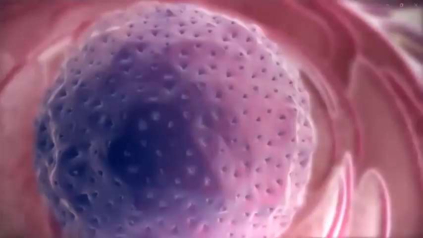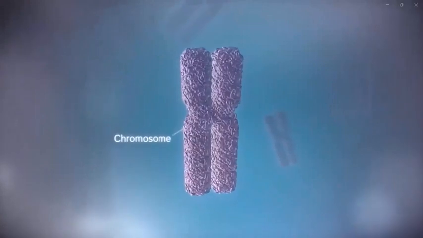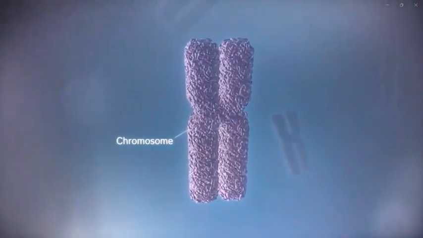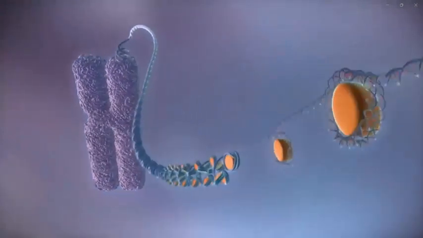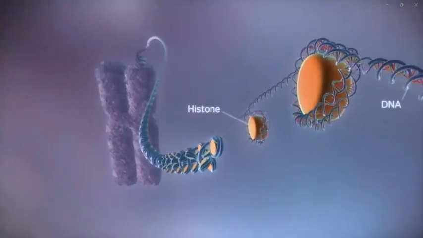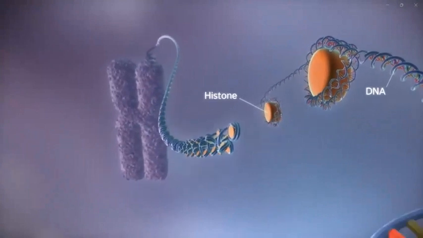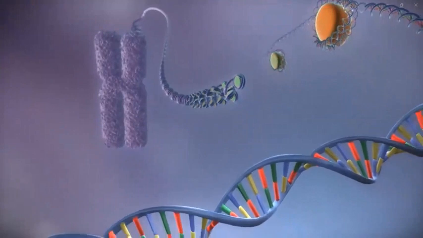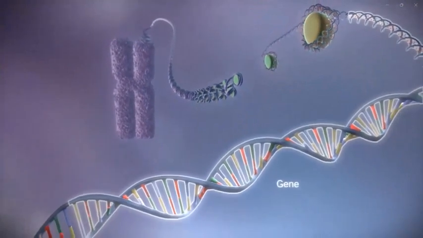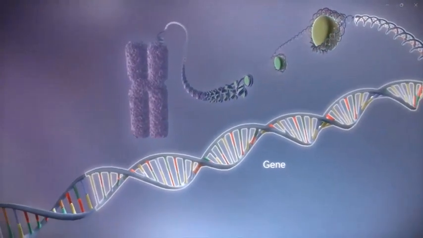In humans, the genome is split between 23 pairs of chromosomes. Each chromosome contains a long strand of DNA, tightly packaged around proteins called histones. Within the DNA are sections called genes. These genes contain the instructions for making proteins.